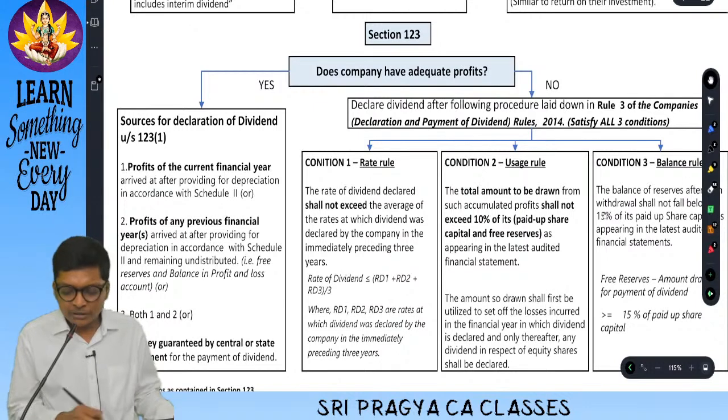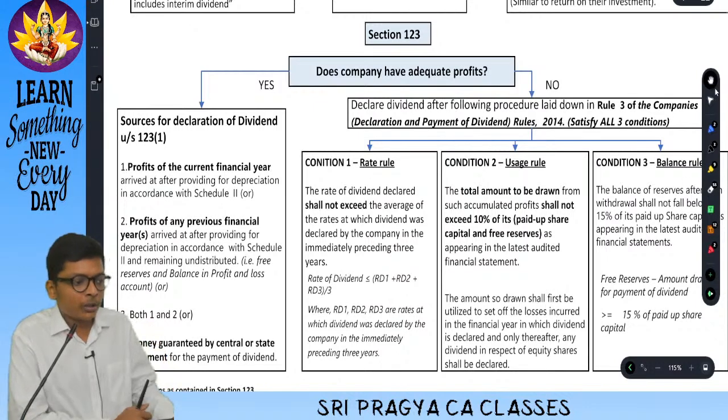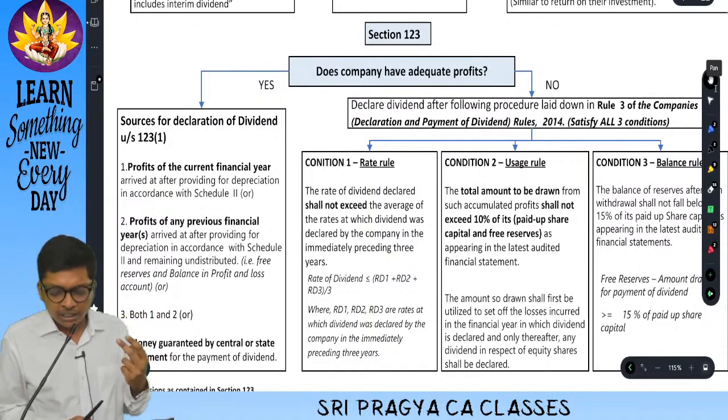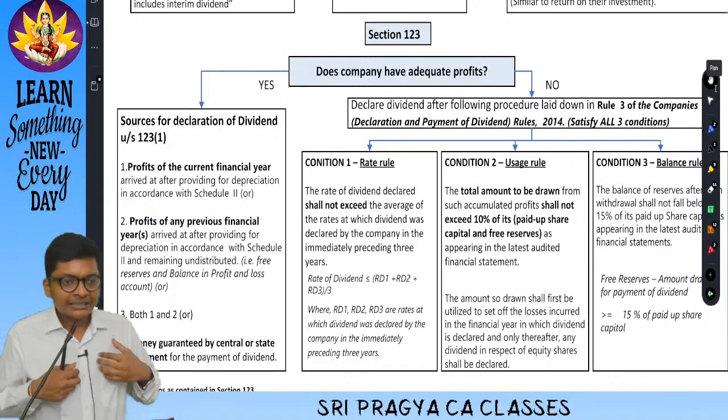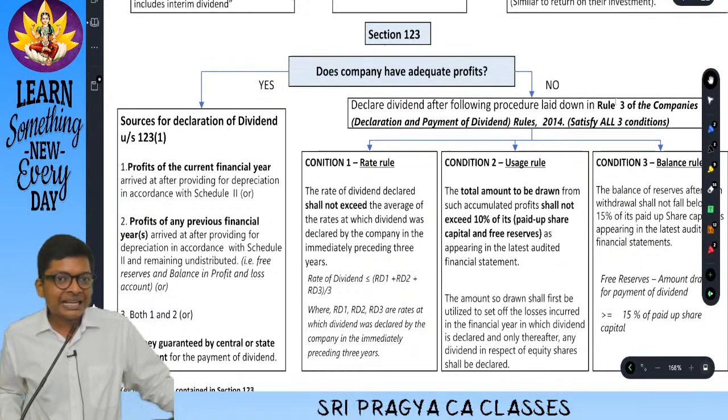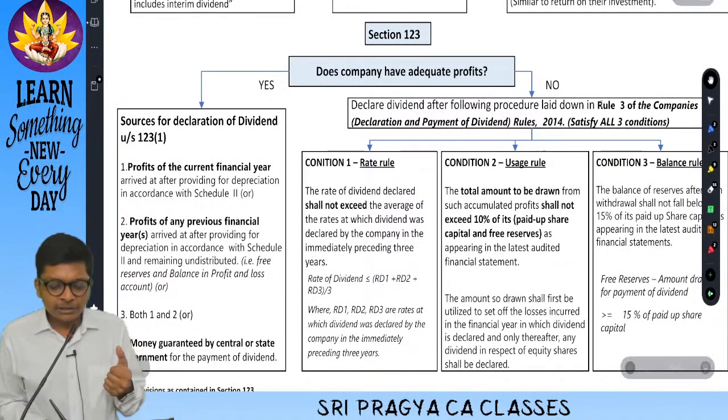Can you see the 3 rules here? Rule 1, rule 2 and rule 3. First is rate rule. Second, usage. Third, balance. Rate rule. The rate shall not exceed average rate of last 3 years. Are you following, guys?